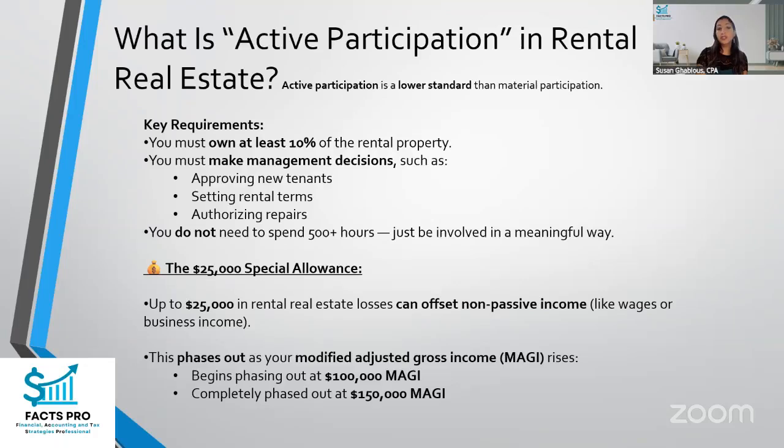So when these criteria apply to you and you have these requirements, then you're allowed up to $25,000 in losses in rental real estate that you can use to offset your wages, your business income, all your active income. But it's phased out when your modified adjusted gross income starts to rise above certain limits. So high earners don't really make use of this, even if they're actively participating.